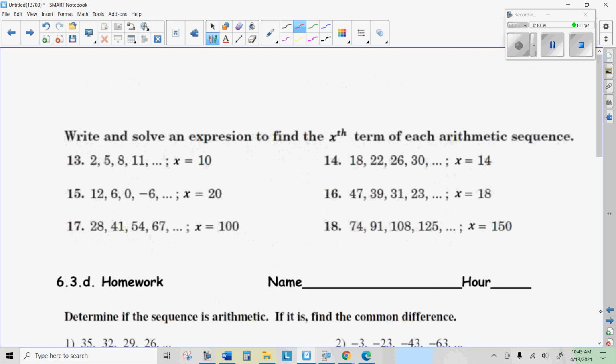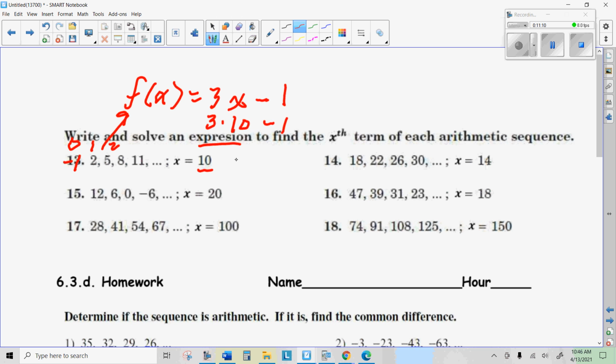All right, on these, we're going to use the expression to find the x term. So I want to know what the 10th term is, and I'm going to write an expression to figure that out. You guys see that this one's going up by 3. So I'm going to do 3x. And I'm going to go back, that's the first term, remember, that's the second term. I want the 0th term for my y-intercept, so I'm going to do 2 minus 3, which is negative 1. I'm going to put minus 1, and then I'm going to do 3 times 10 minus 1 to find the 10th term, which is 29. All right, so go ahead and do the rest of those.